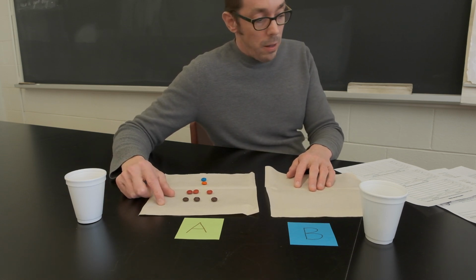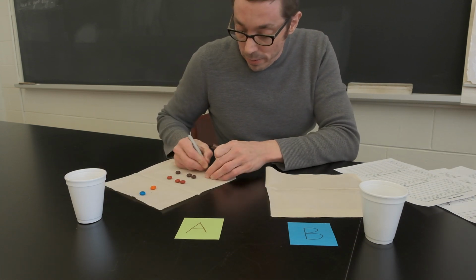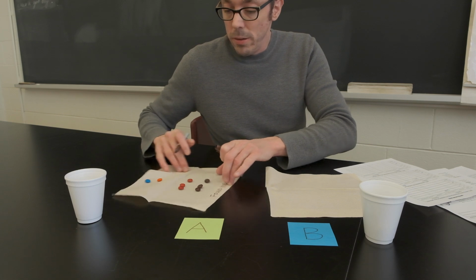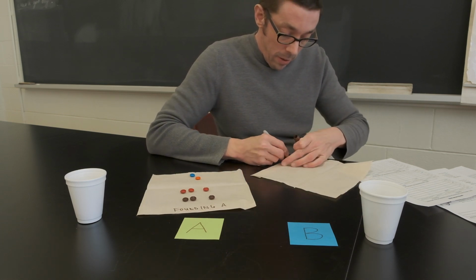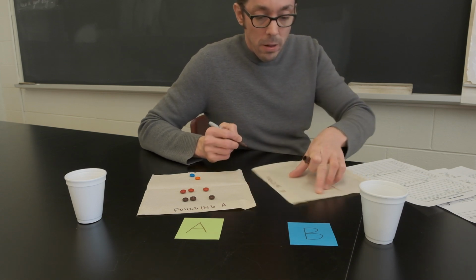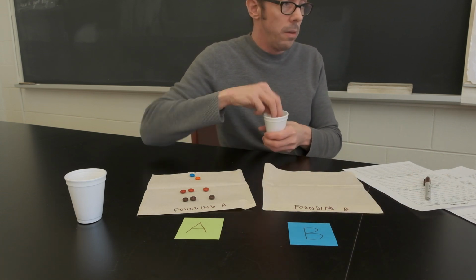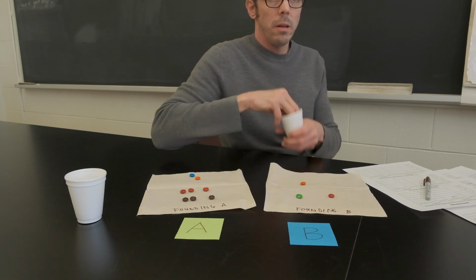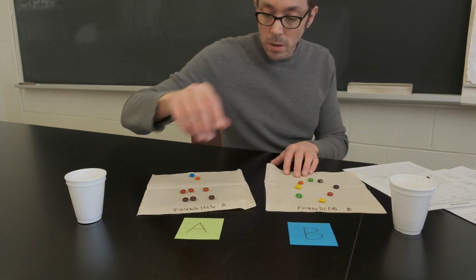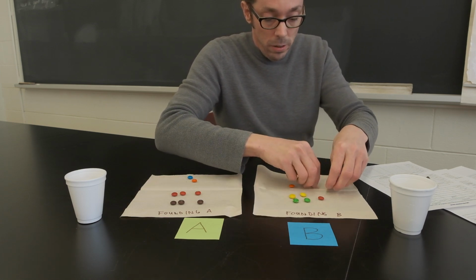So that's the founding group. Let me just write that down. This is the founding group for A. And this is going to be the founding group for B. And I will take out 8 from B. Okay, there's my 8 in the founding group for population B, and we'll just organize these.